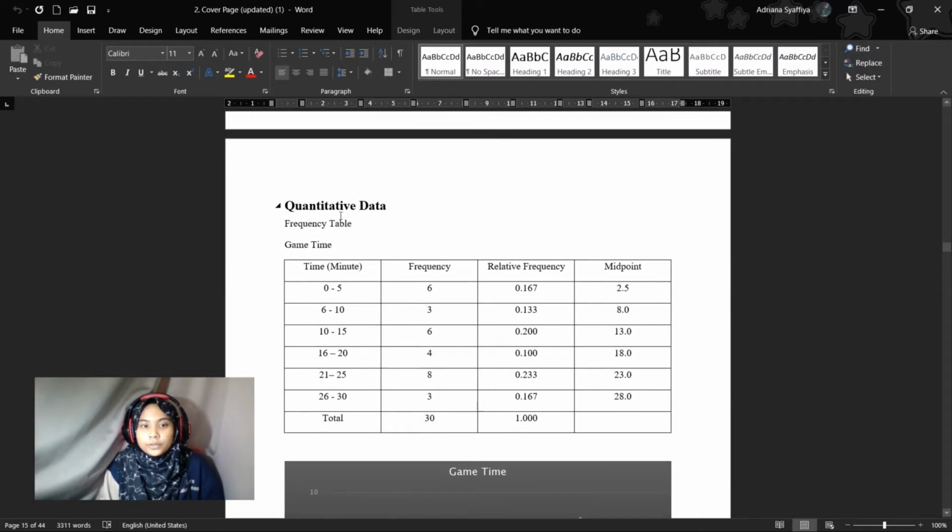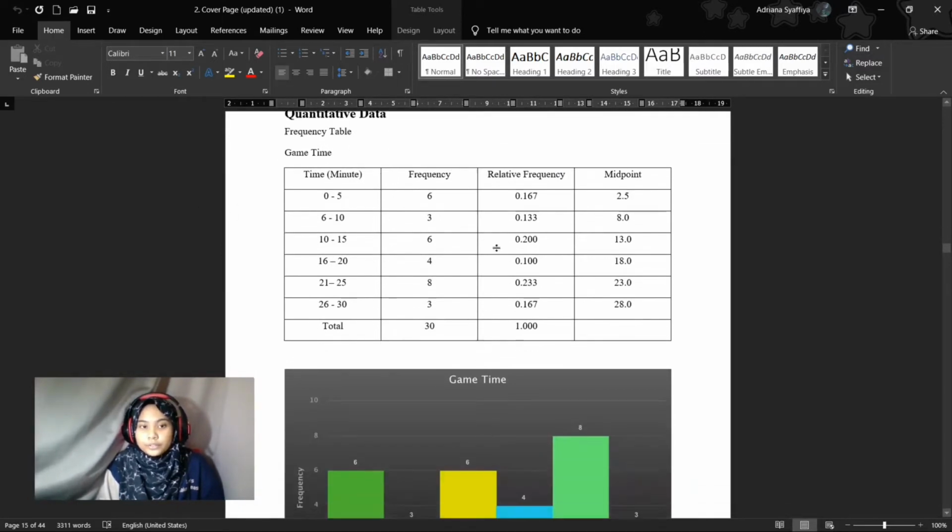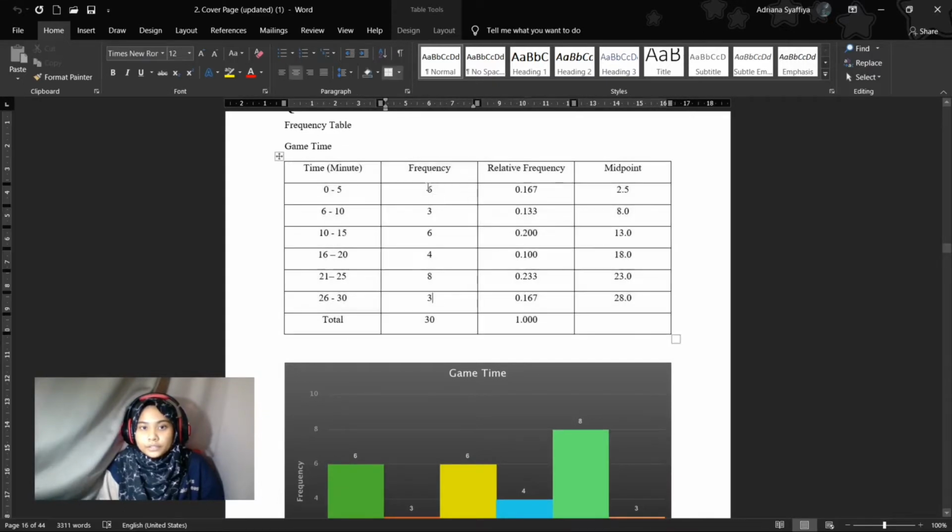So we're going to start with quantitative data. So this is our frequency table for the game time. This is the frequency, relative frequency, midpoint. With the midpoint we find the middle number in this, and how we find the relative frequency is by 6 divided by 30, and then we got this, 3 divided by 30, and then we got this, and then we add up all the relative frequencies, it will be 1.